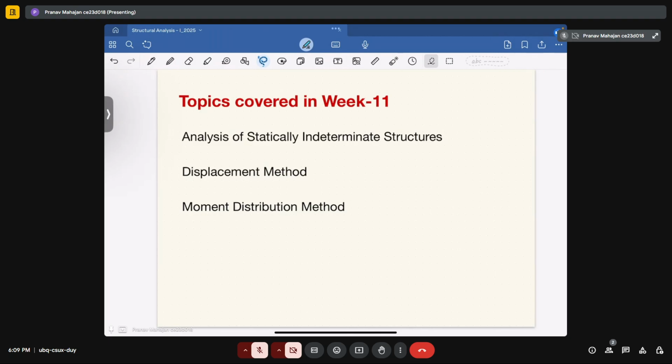For the displacement method, one method we have already covered, that is the slope deflection method, in which multiple problems related to beams as well as frames we have seen in the previous session. So today also we will solve problems for the displacement method, but now using the moment distribution method.